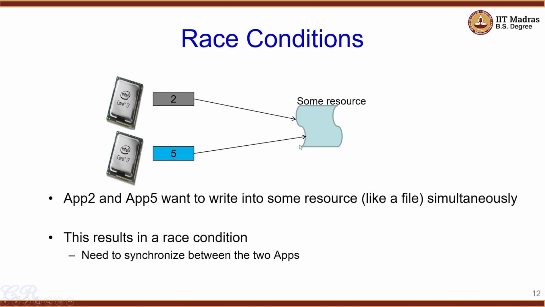So, let us say we have some resource. As an example, let us say this is a file that is stored on your hard disk, and you have two applications, say app 2 and app 5, that are trying to access or write to this particular file. Now, we could have a condition because you have these two applications and both are trying to use the same type of resource, that is your file. The end result is that it's not very deterministic what eventually gets written on the file.